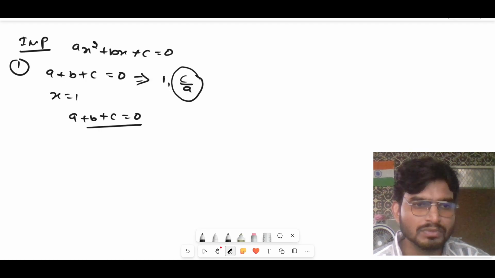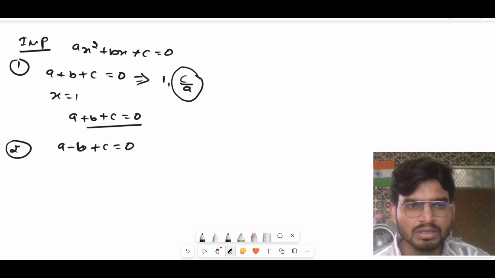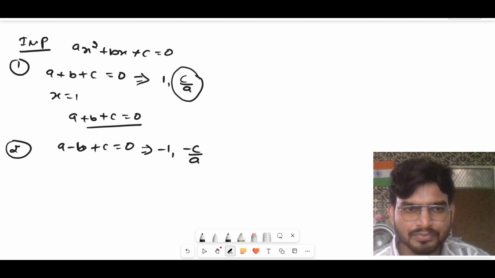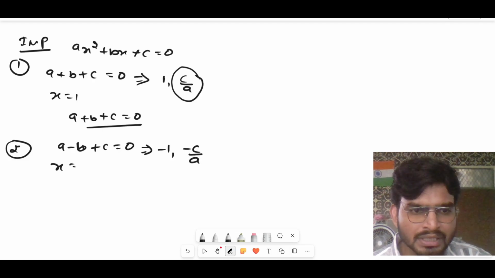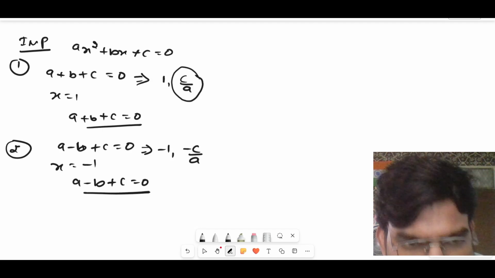Second, if a minus b plus c equals 0, then one root will be minus 1, and the other root will be minus c by a. Because if we put x equals minus 1, we get a minus b plus c equals 0. So clearly we can see this.